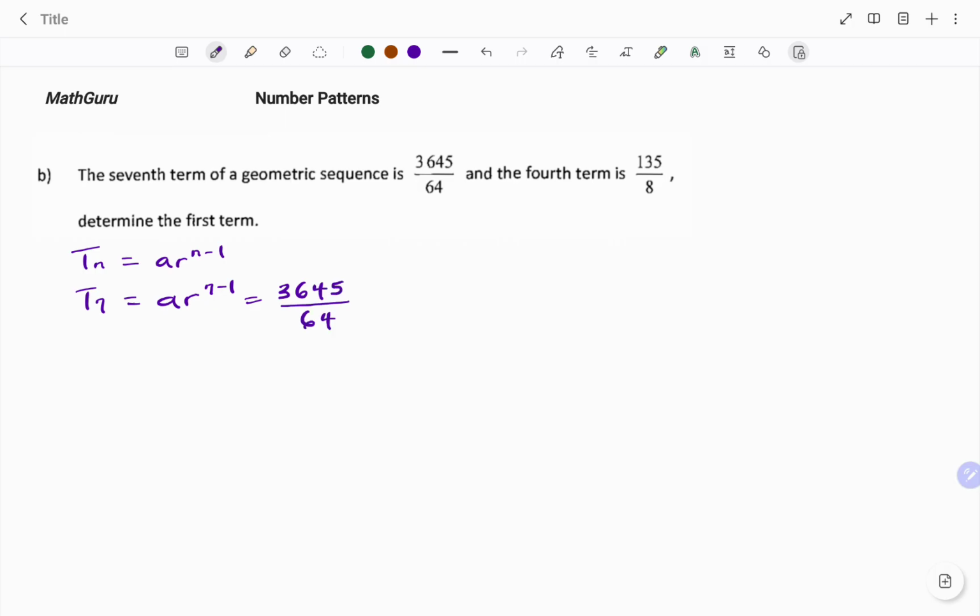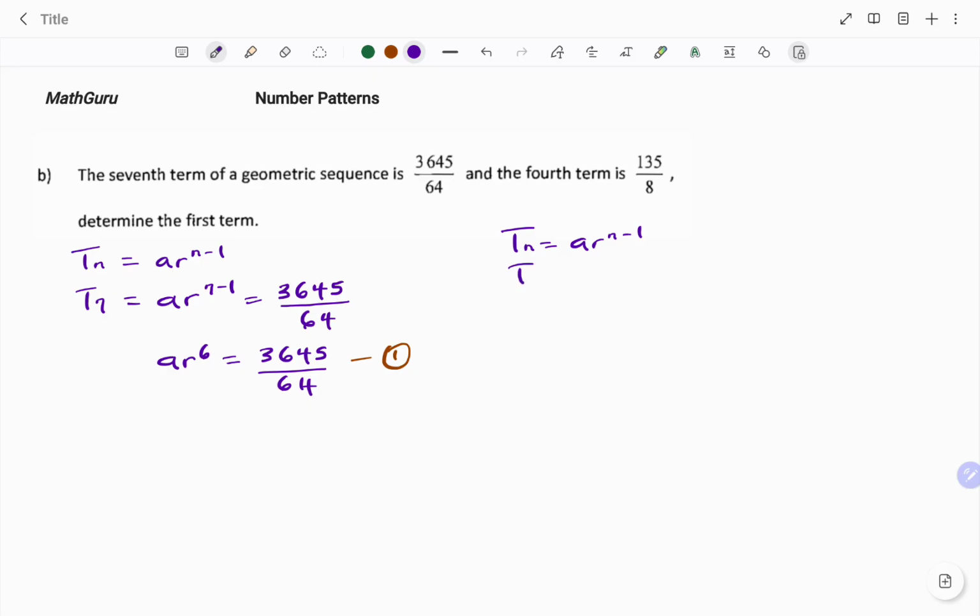So if I tidy that up, I'm going to have ar^(7-1), that is ar^6, equals 3,645 divided by 64. I'm going to tag that as my first equation. And then on the other side, I have the fourth term. I'm starting with the formula for my GP, or my geometric sequence, that's ar^(n-1).